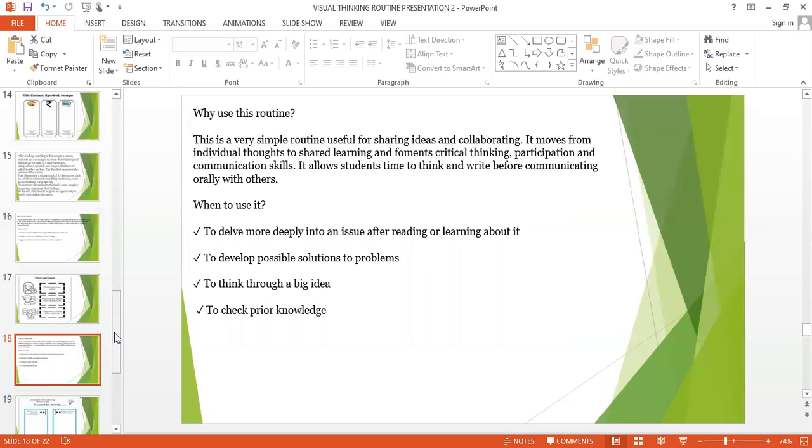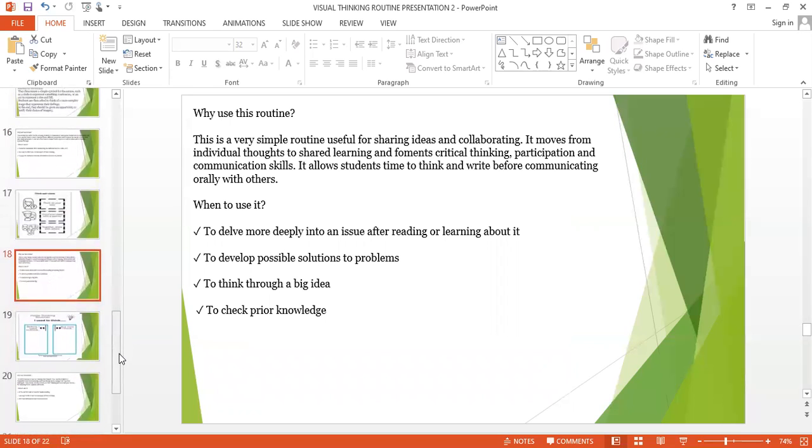I have used this routine in my class, and trust me, students have really shared their thoughts and they have enjoyed it a lot and they got ideas from each other. So when can we use it? We can use it to delve more deeply into an issue after reading or learning about it, to develop possible solutions to a problem, to think through a big idea, or to check prior knowledge.